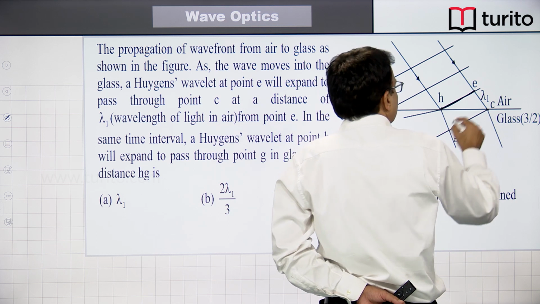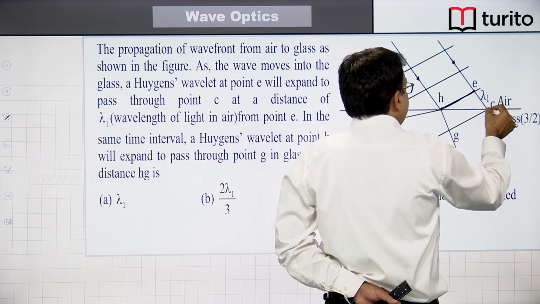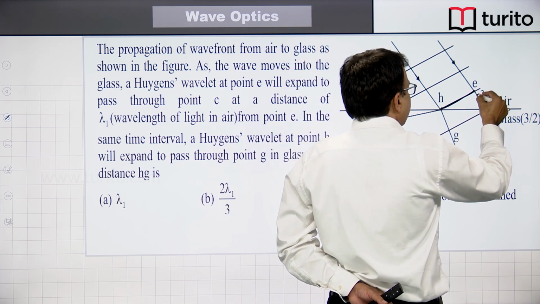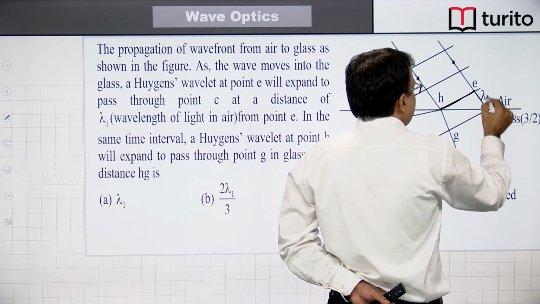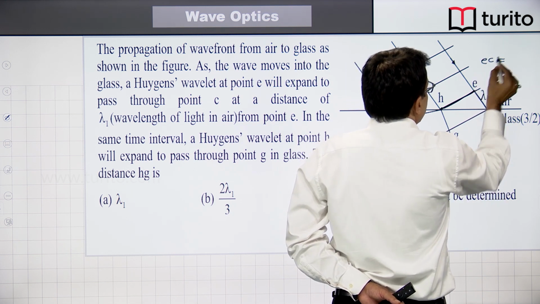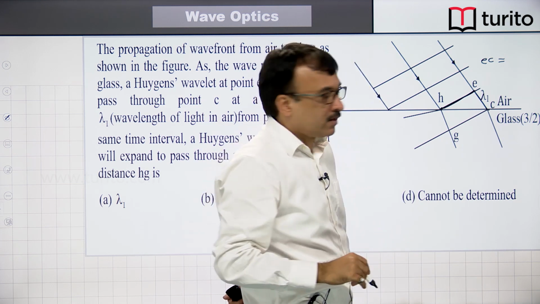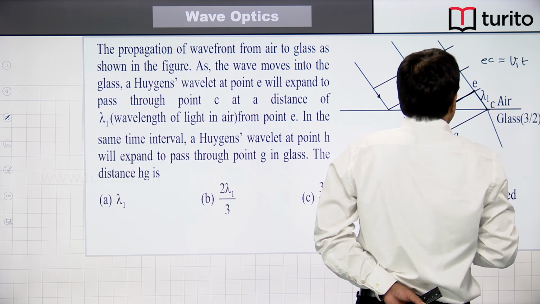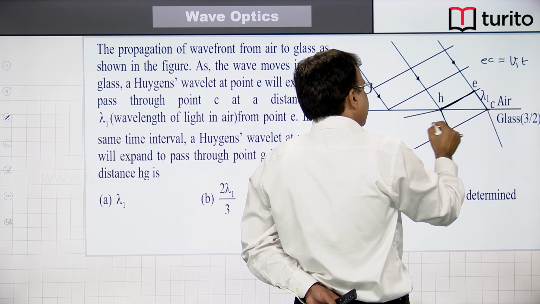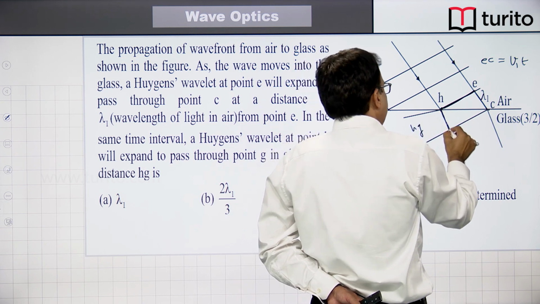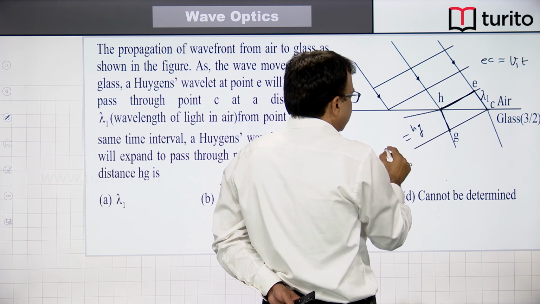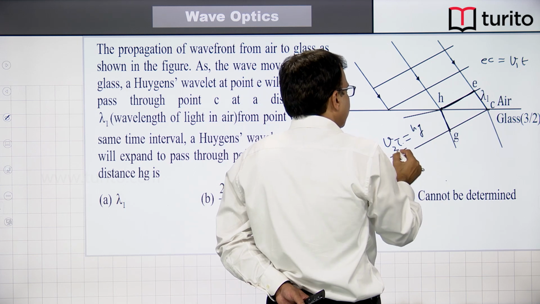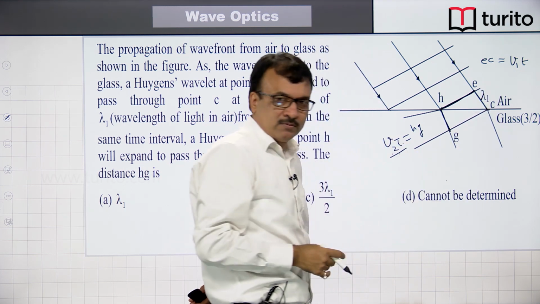Okay. Suppose point E takes time t to reach point C. So, if the time taken by point E to reach point C is t, then this distance EC is travelled by the ray of light with speed v1 in time t, that is v1 t. In the same duration, this distance HG is travelled by light in this medium where the refractive index is different, so the speed is different. So, v2 into t. This distance is velocity into time, v2 t, and that one is v1 t.